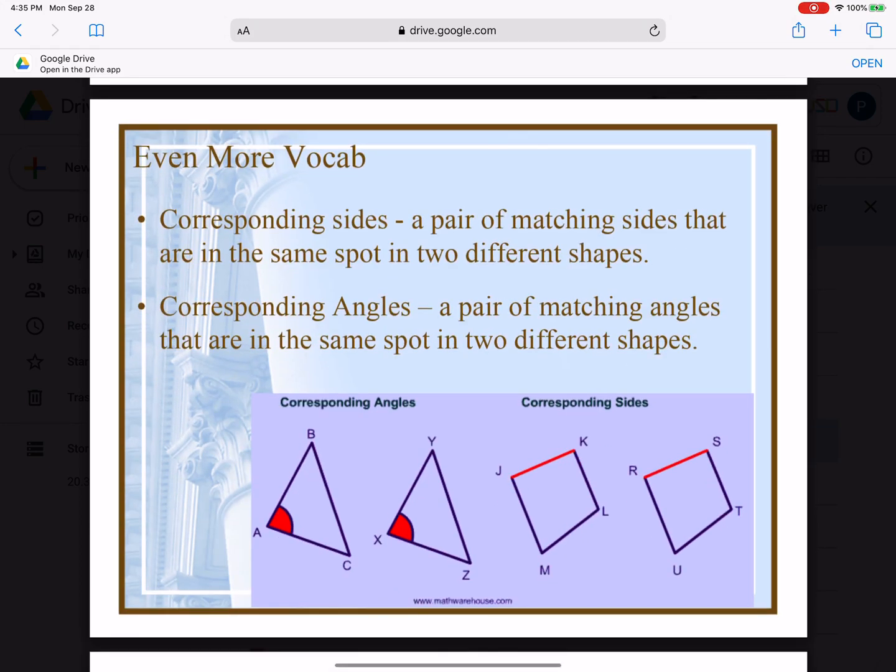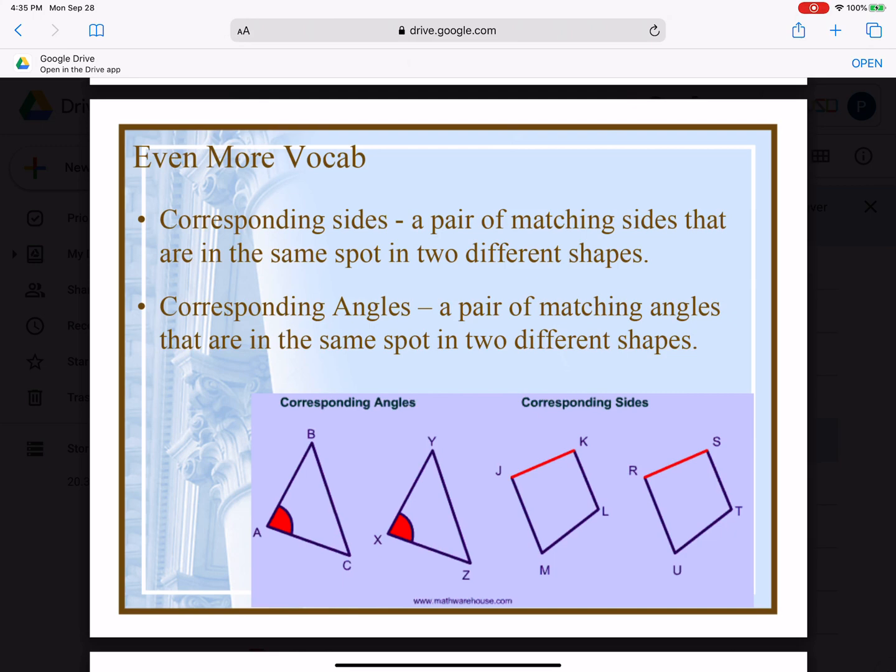Even more vocab. So I'm going to read this to you, and then I'm going to explain this to you. Corresponding sides. Corresponding sides refers to a pair of matching sides that are in the same spot in two different shapes. Corresponding angles basically refers to a pair of matching angles that are in the same spot in two different shapes.